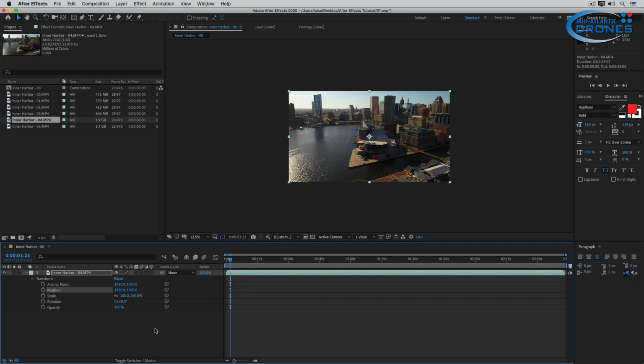So here I want to show you where we left off last time. We left with one layer. We had changed the size of the composition. And now we are seeing the values for anchor point, position, scale, rotation, and opacity. I just want to talk about what these things mean, right? So what does position mean, for example?